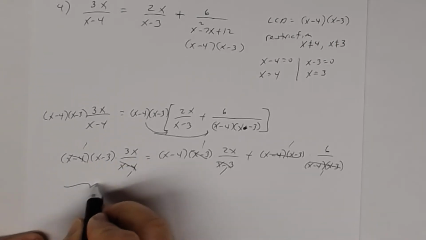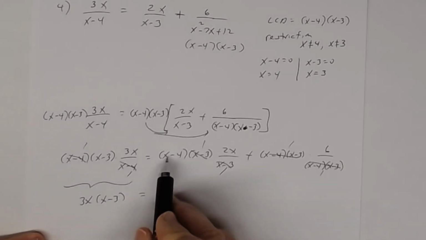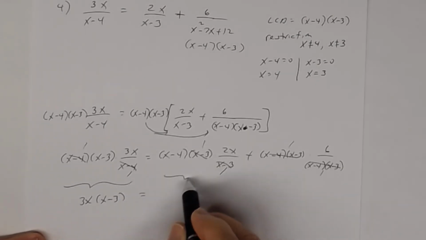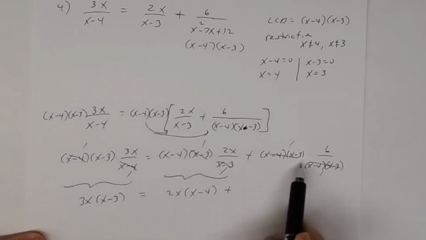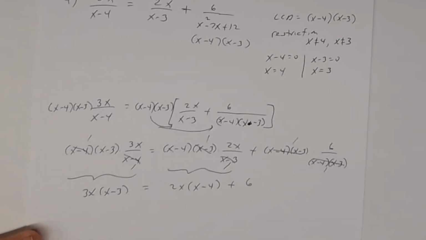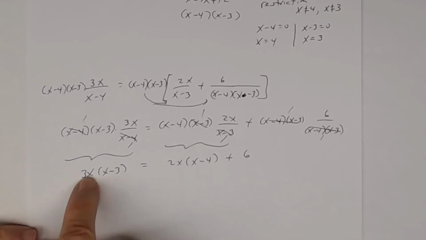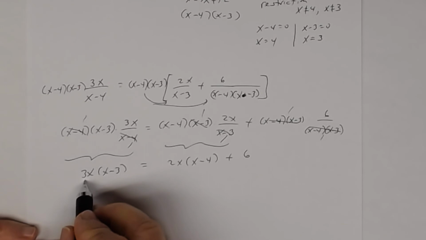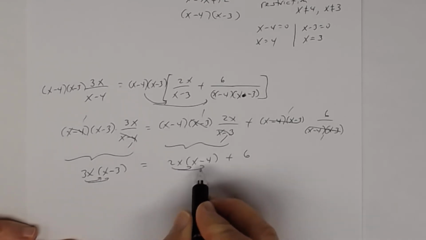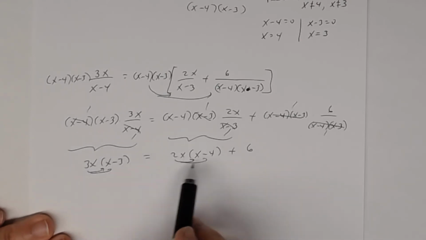So I'm going to go ahead and rewrite this as 3x times (x - 3) equal (x - 4) times 1 times 2x. So I'm going to rewrite this as 2x times (x - 4) plus, and then 1 times 6 is 6. Okay, now notice I went from a rational equation to a quadratic equation. So you know this is quadratic because if you distribute on both sides, you're going to get a polynomial expression where the largest exponent is 2.